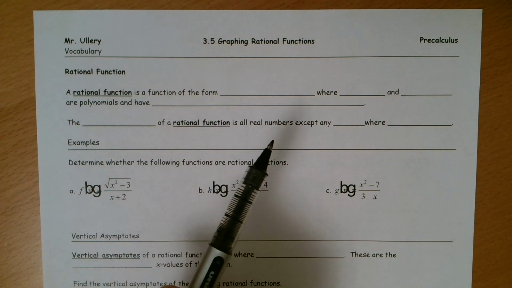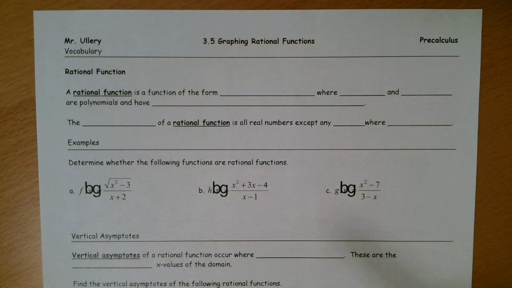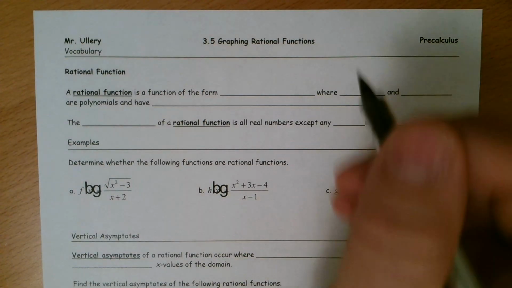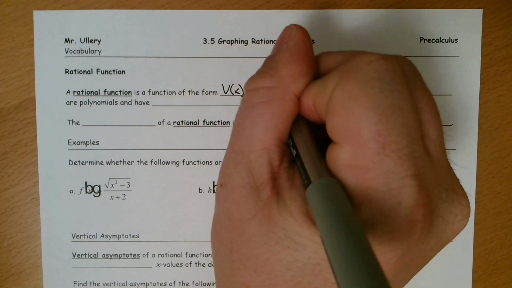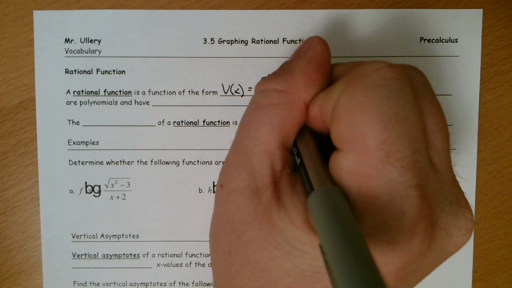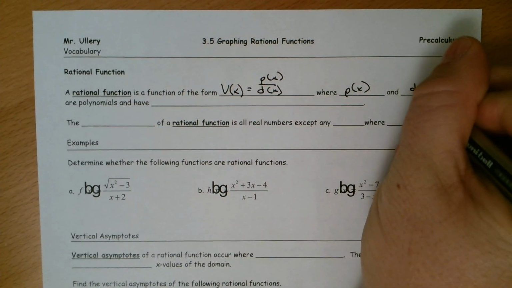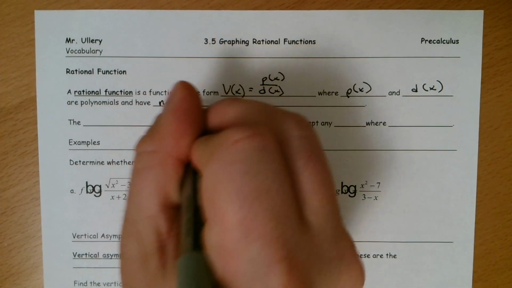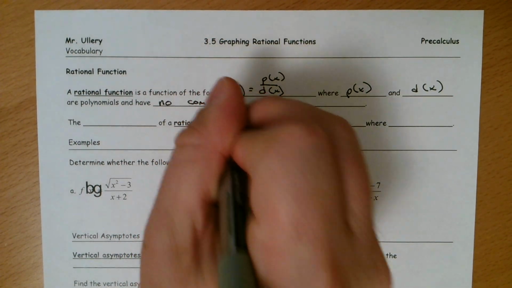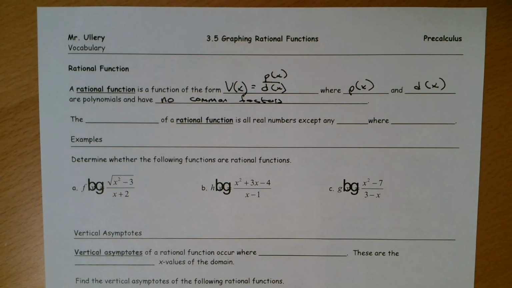Today we're in Chapter 3, Section 5, talking about graphing rational functions, or in this case, fractional functions. Just a reminder that a rational function is of the form R of x equals p of x over d of x, a function over a function, where p of x and d of x are polynomials and have no common factors. Meaning that you factored both of them, and if anything canceled out, then you did that.